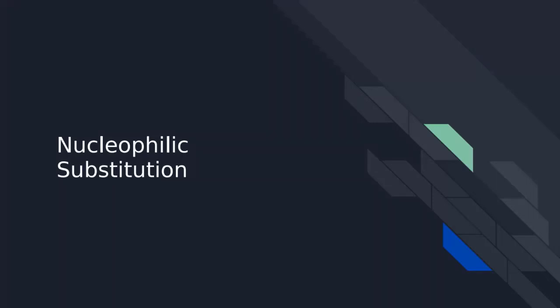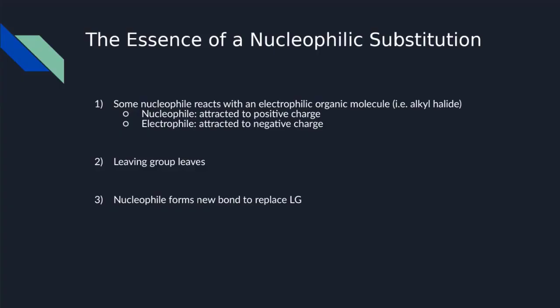Moving on, we're going to be looking at what is really the meat of all of organic chemistry going forward, which is nucleophilic substitution reactions. We're going to be looking at SN1 and SN2 reactions.